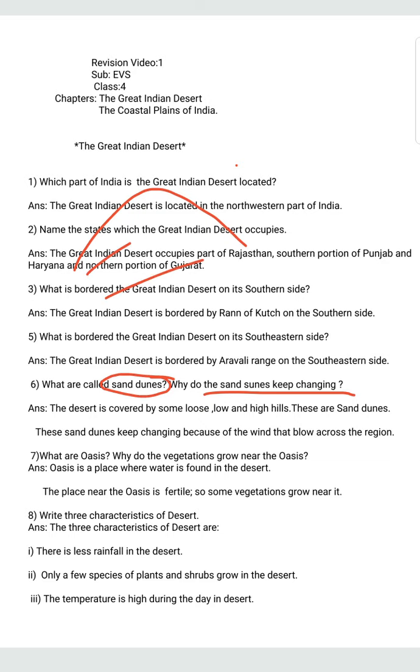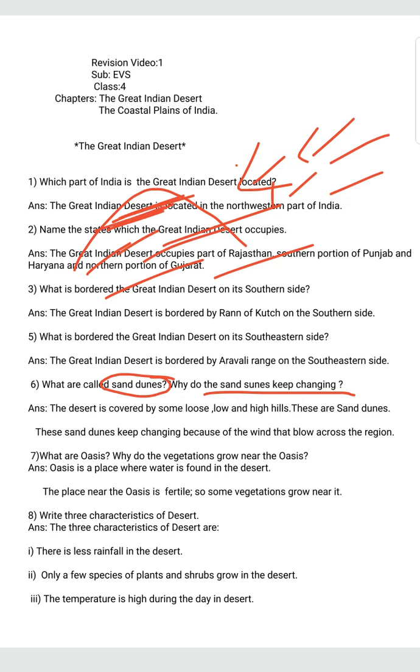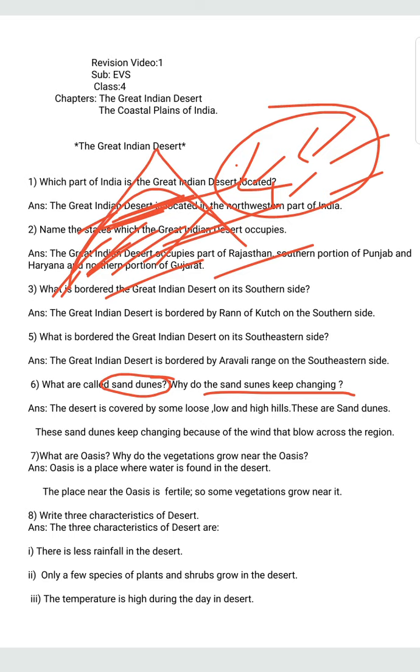Suppose this is a sand dune, alright. When the wind comes, suppose from this side, some portion of the sand will be blown away with the wind. Because of that, these sand dunes keep on changing. Sometimes when the wind is strong, their shape will change, alright.